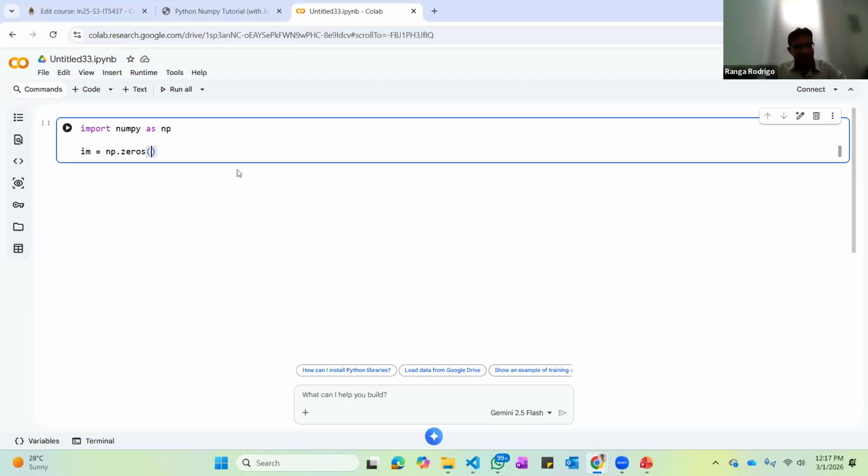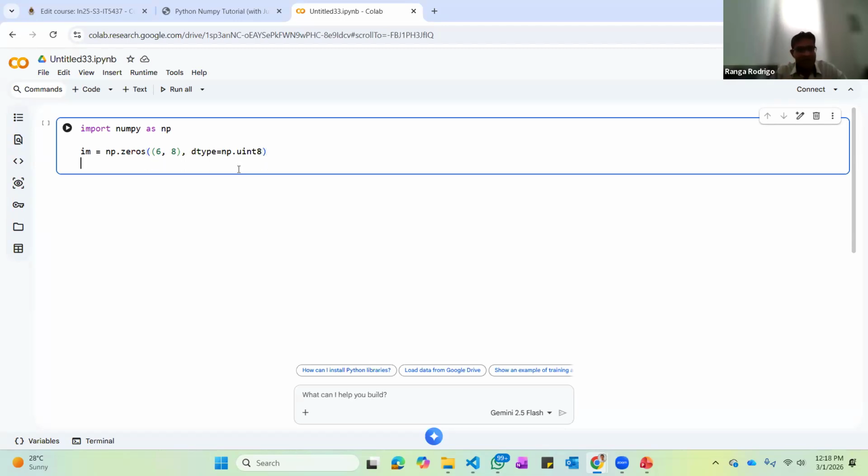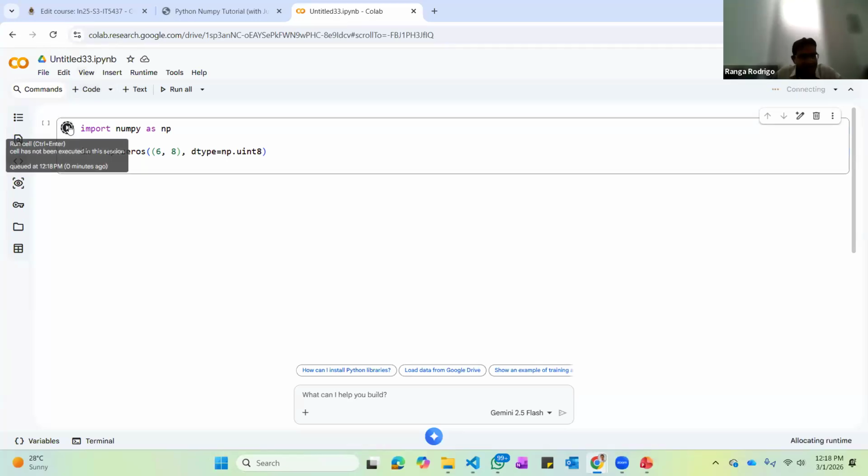I have to give a size to that. I will put the size as 6 pixels tall, 8 pixels wide. And I have to give the data type: dtype equals np.uint8, not unit, uint, unsigned integers of 8 bits, uint8. Now this array is ready. So you can just click this button and run it and see whether that is working. Okay, it works. Not a problem.